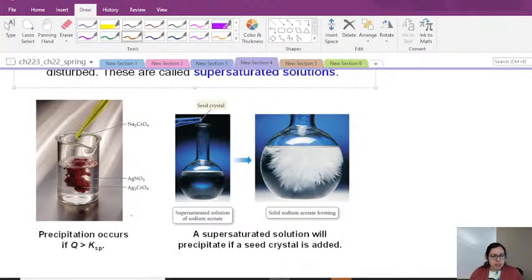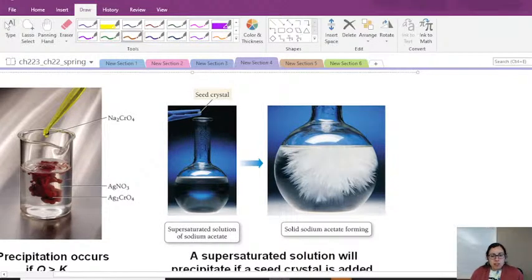And so again, just little depictions here. Precipitation occurs if our Q is greater than KSP. And then we can also use what's called a seed crystal. So if you have a supersaturated solution, and this works well with sodium acetate. I'm not sure why, in particular, sodium acetate is good at this, but you can either put a seed crystal in and it will start to crystallize, or sodium acetate is one where if you kind of pour it out, then it'll start crystallizing all over the place and on your jar.